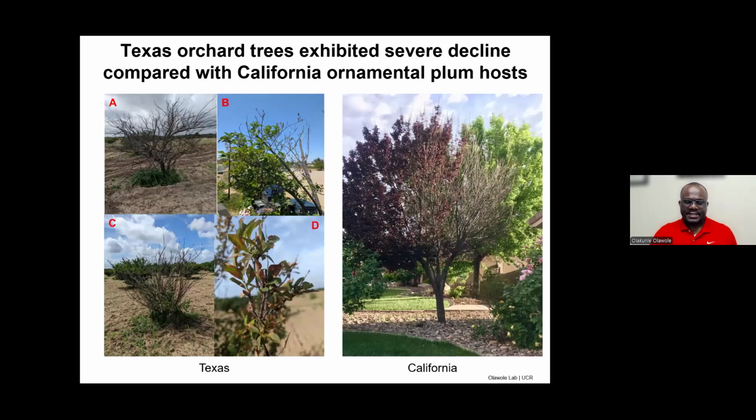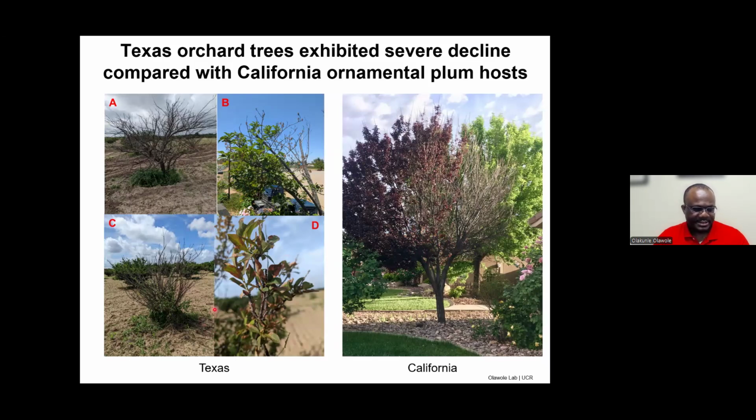One of the first things that stood out to us was that the isolates we're going to be talking about today were not only geographically distinct, but they also originated from very different host contexts. To be specific, the Texas isolates were recovered from commercial agricultural plums, whereas the California isolates were likely associated with ornamental plum traits.